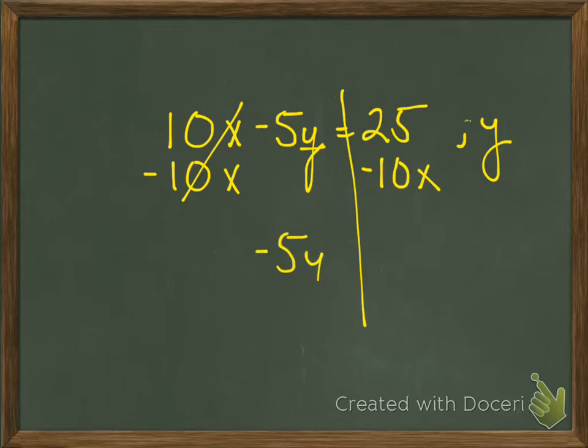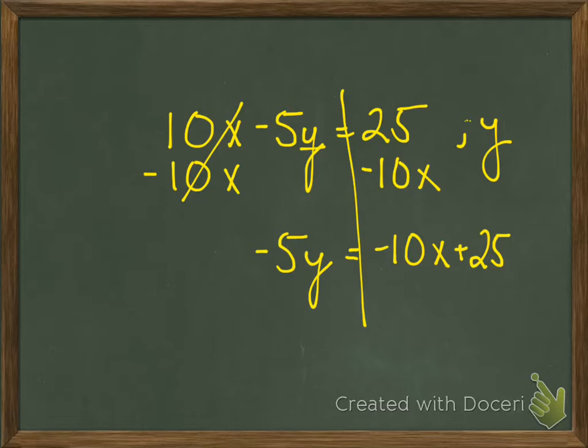So I have a negative 5y equal to a negative 10x. Remember, I put the x term in the front because that's the way I like to do things. And then I plus the 25. And so right now I have a negative 5y is equal to a negative 10x plus 25.